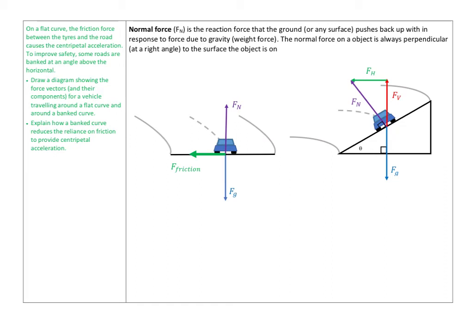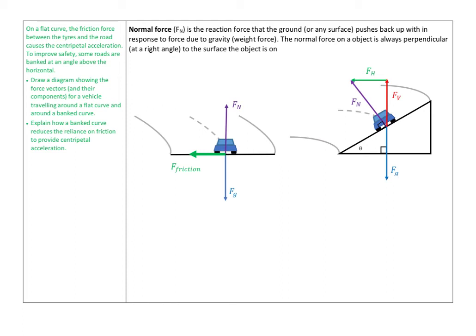Now, we use that obviously on roads, so they'll often bank the corners on roads, but you'll also see that in places like American track racing, where they race on banked tracks. You'd also see it in velodromes with cycling and that sort of thing.